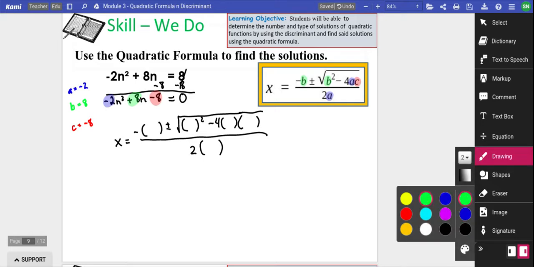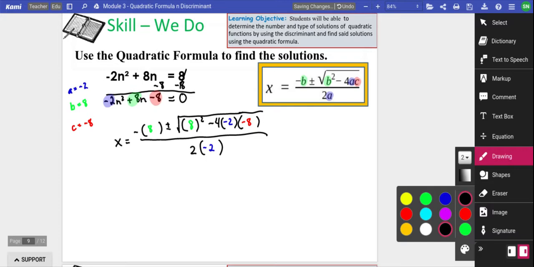So let me put them in. We will start off by putting 8 right here. There's a negative on the outside. That's okay. That's part of the formula. Then inside the radical, I have 8 squared minus 4 times A, which is a negative 2, times C, which is a negative 8. And all this is over 2 times A, which is a negative 2.